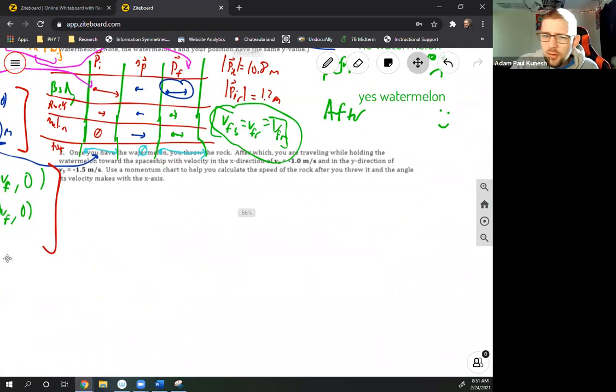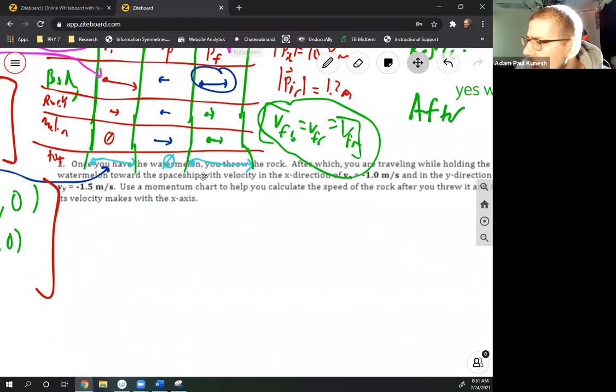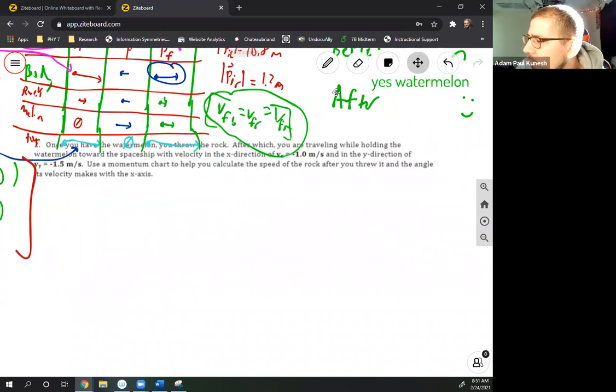Okay, let's charge on down to B here then, or part 2. Once I have the watermelon, I throw the rock, after which, this is not going to be a complete sentence, after which you are traveling while holding the watermelon toward the spaceship with velocity in the x direction of Vx equals negative 1 meter per second, and the y direction of Vy equals 1.5 meters per second. I was right. Okay, it's fine. So use a momentum chart to help you calculate the speed of the rock after you threw it and the angle its velocity makes with the x-axis.